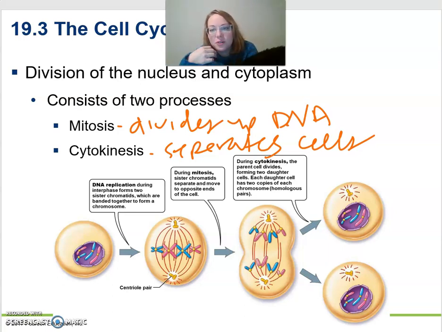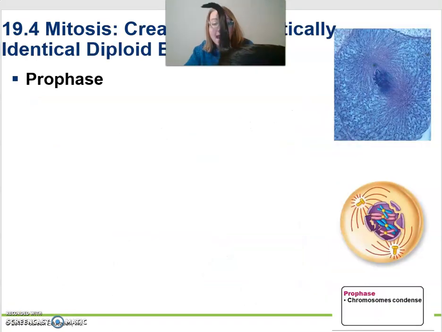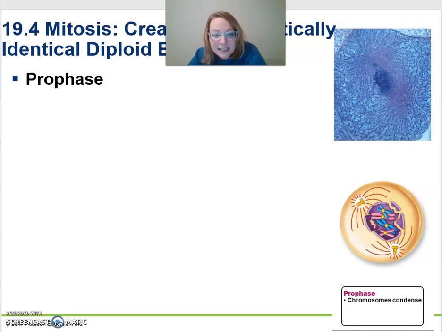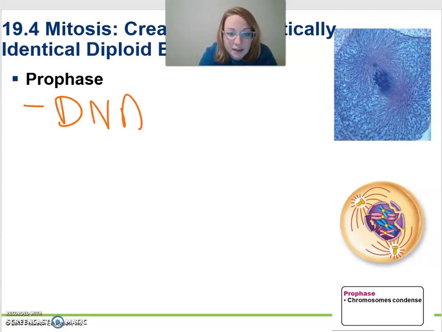Now we're going to look at the steps of mitosis. And the steps are PMAT: prophase, metaphase, anaphase, telophase. So if you're ever trying to think about the order, PMAT. Okay. So in prophase, that's the first part of mitosis, our DNA is condensing, it's thickening into chromosomes.